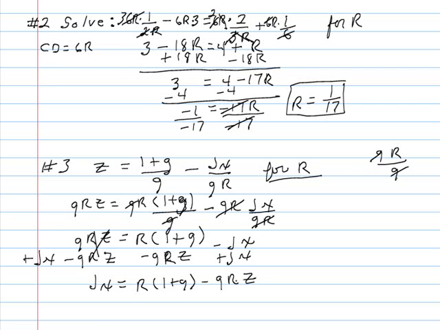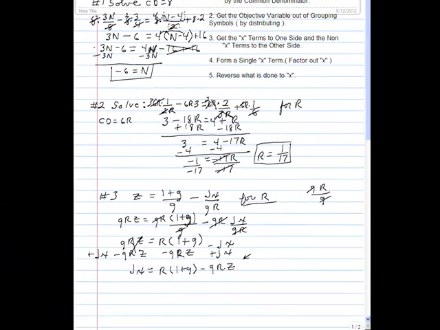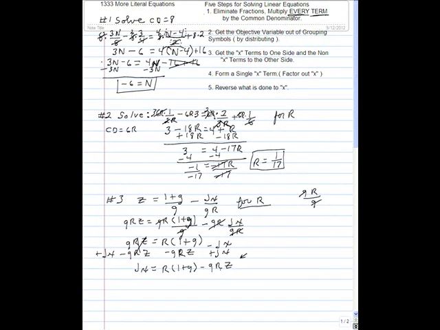And now I have completed step 3, get my R terms on one side. Both R terms are on the right, and my non-R term is on the left. But now it gets difficult. Step 4 says form all this mess here on the right into a single R term by factoring out R.